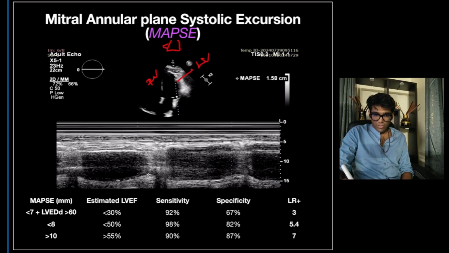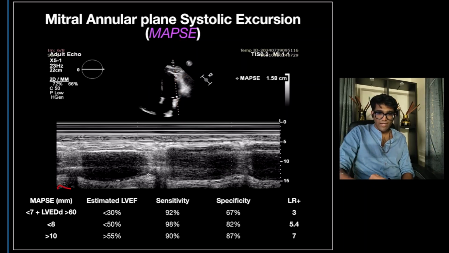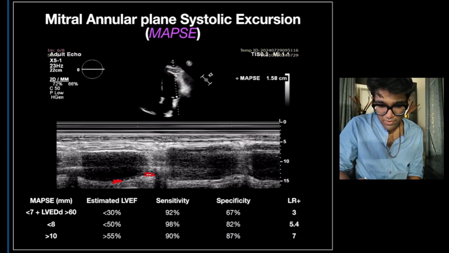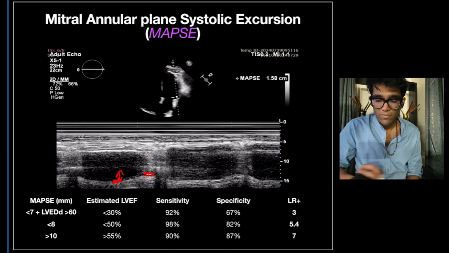Now we put an M mode through the lateral part of the annulus of the mitral valve. After we've done this, we have plotted the distance between structures against time. Obviously the annulus moves towards the apex, so this will become the apex and this will become the base. The annulus moves towards the apex during systole and moves away during diastole. So we just measure how much it moves between diastole and systole. This is where it was in diastole, and this is the maximum it moves in systole. The distance between these two gives you your MAPSE.